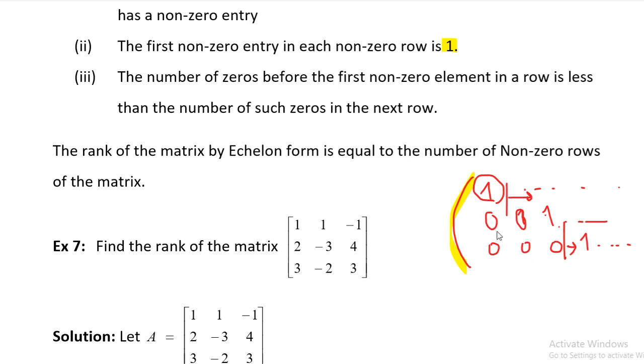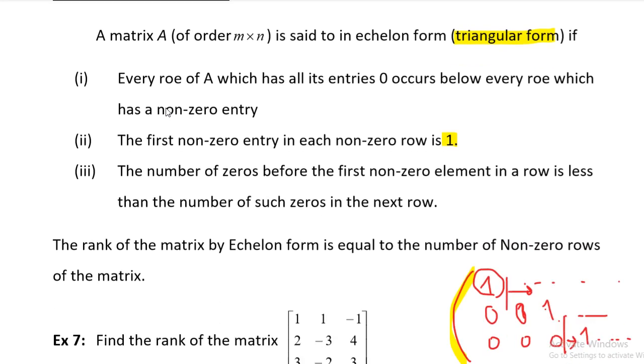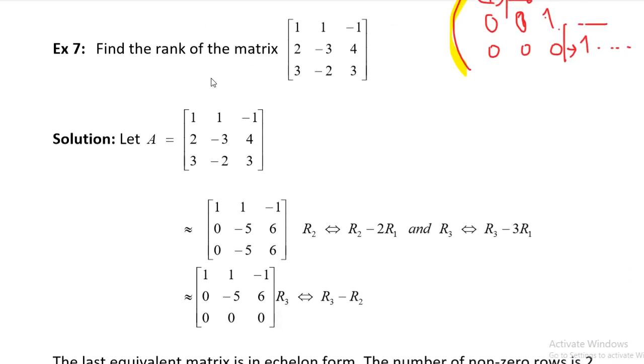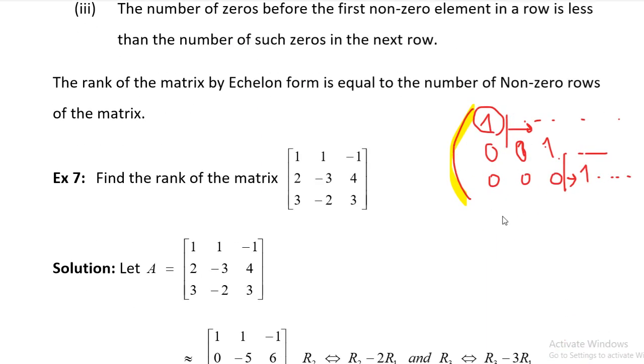So how do we make it? We use row operations to make this, like we used row operations to get the inverse. Similarly, we use row operations to get the echelon form. This is the echelon form of a matrix. Similarly, if we make the echelon form, we can also find the rank from the echelon form as well.